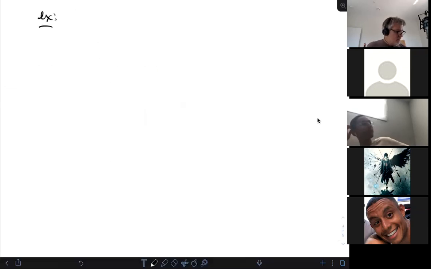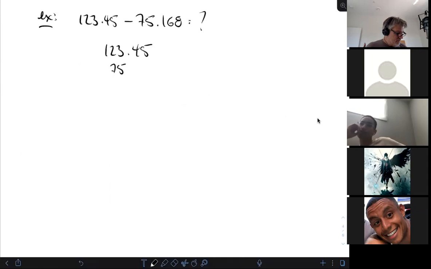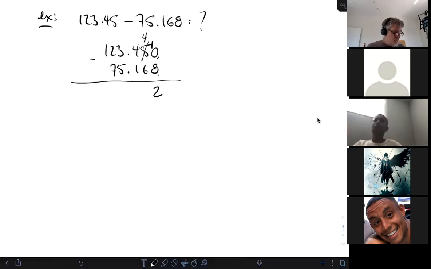Let's see. Okay, let's do 123.45 minus 75.168. What is that? So again, I'm going to align my decimal points. 75.168. It's this. I'll put a 0 here, right? So I start on the right, 0 minus 8. I need to borrow. That leaves me 4 of those. I had 5, leaves me 4. I've got 10 now more here, so that's 10 minus 8, which is 2.